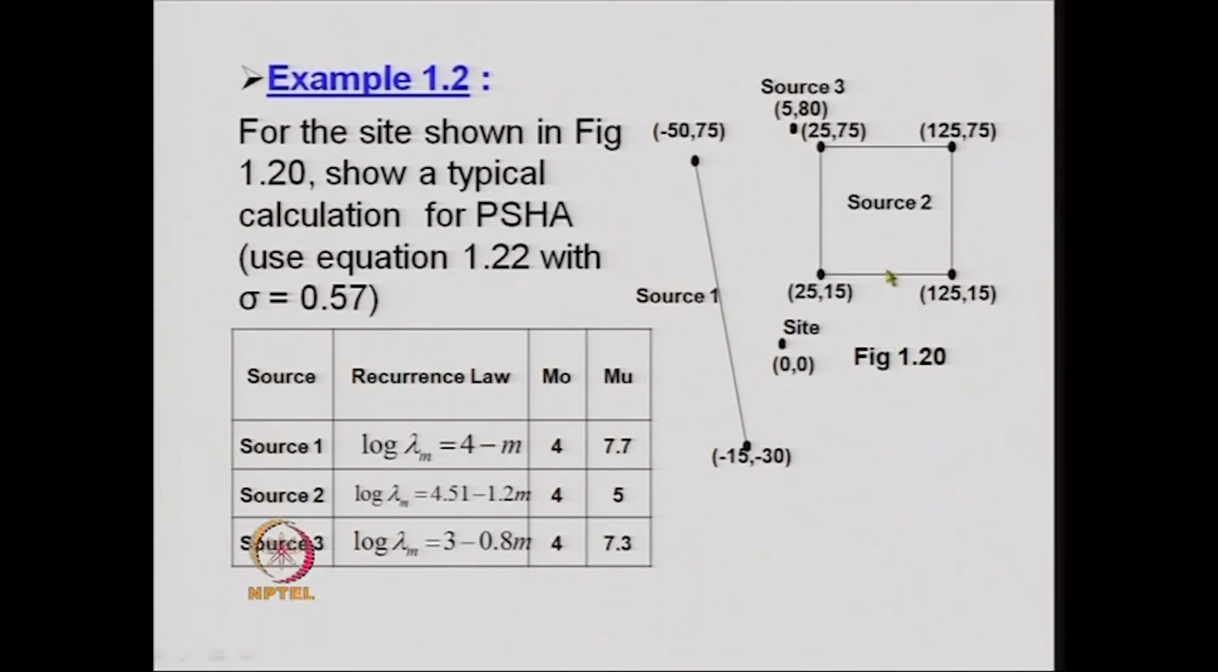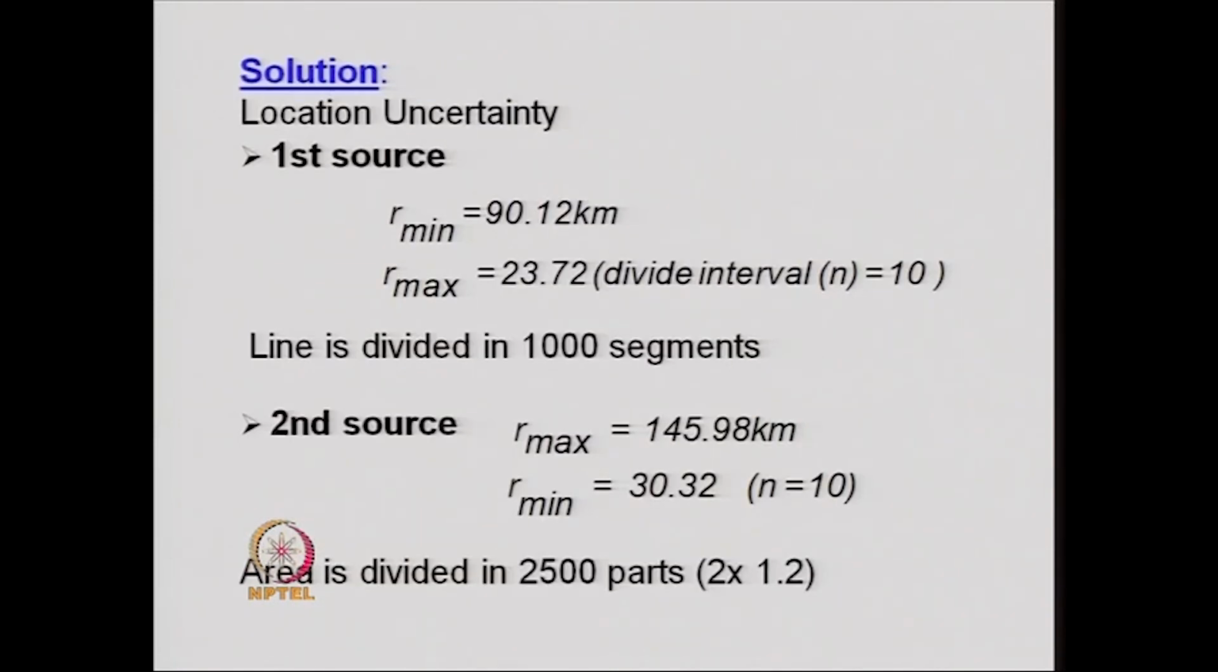Or in other words, we assume it is uniformly distributed, that means the distribution of the occurrence of earthquakes over the line source or in the area source is assumed to be uniformly distributed. Now, first we take up the first uncertainty, that is the location uncertainty.